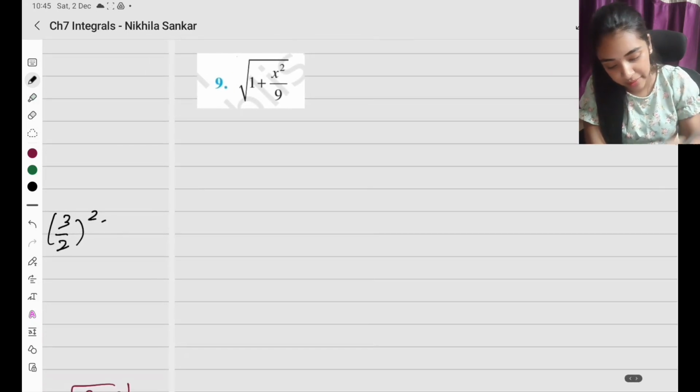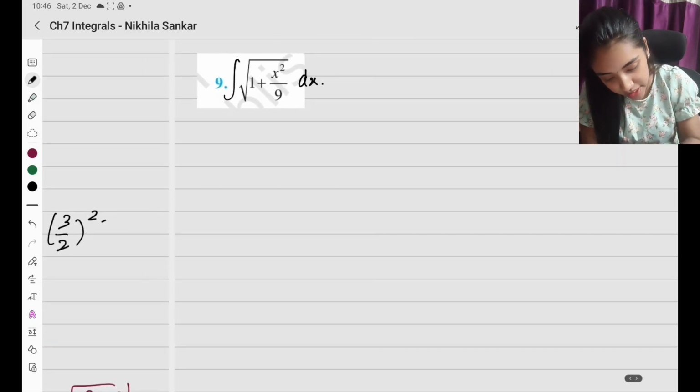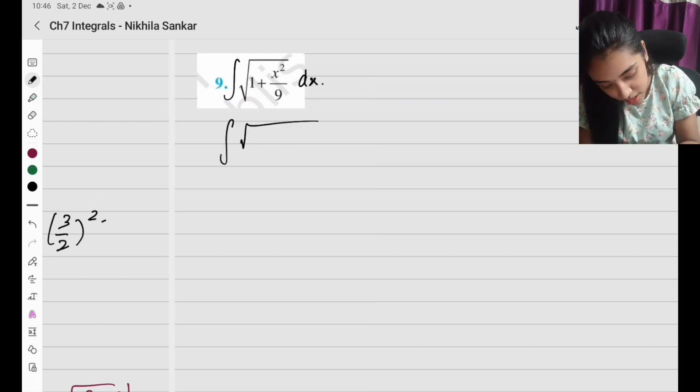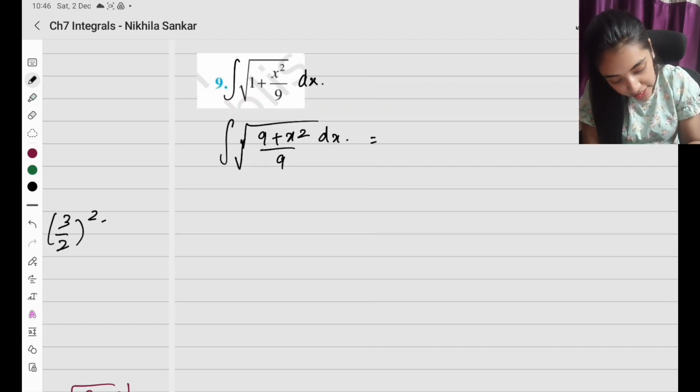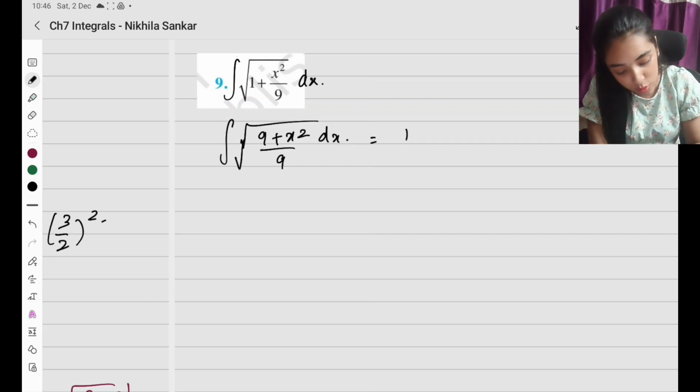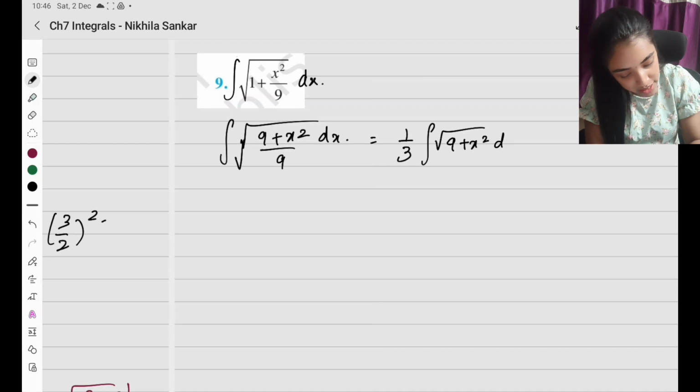Question number 9. So integral times dx. First, inside the integral I am going to multiply by the LCM, so it becomes square root of 9 plus x square divided by 9, everything inside a square root, times dx. So when I take root of 9 outside, what do I have? 1 by 3 integral square root of 9 plus x square times dx.